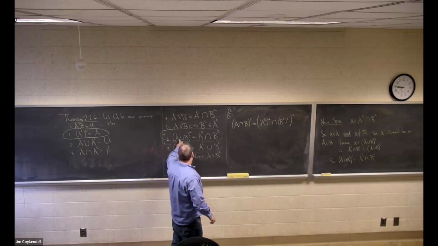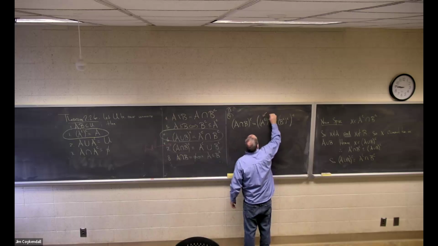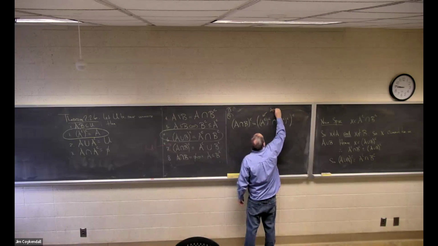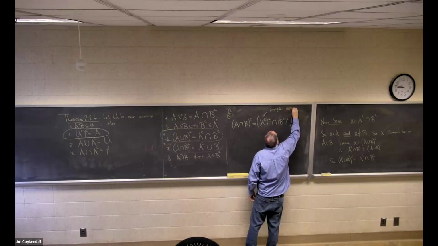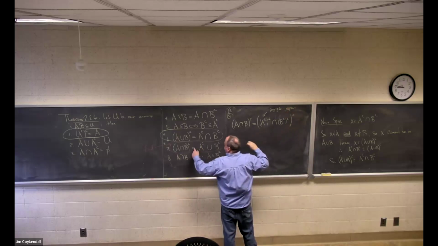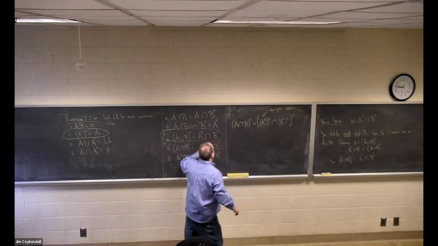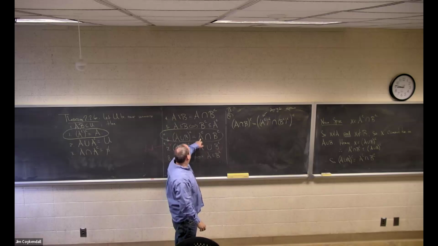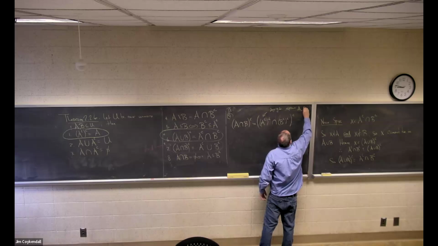Six. Okay. Now, what I want to do is apply 6 and replace A with A complement. That's essentially what we're doing. So what does this say? A and B with complement.